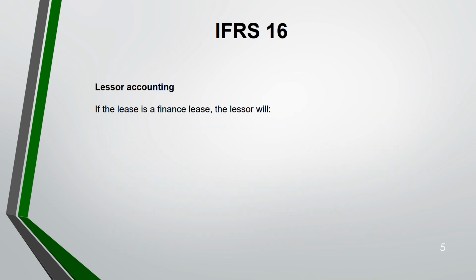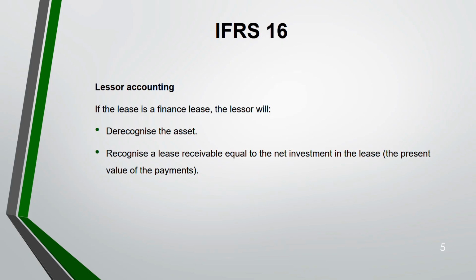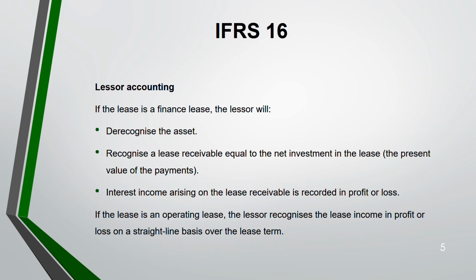Now, if the lease is a finance lease, the lessor will de-recognize the asset. Why? They have given the asset to the lessee. Lessee has taken the ownership of the asset. So why will the lessor recognize the asset any longer, right? They will de-recognize the asset. Rather, they will recognize a lease receivable, because they are going to get that amount from the lessee. So the lease receivable will be equal to the net investment in the lease, that is the present value of the payments. They will recognize an interest income also that will arise on the lease receivable, which will be recorded in profit and loss. If the lease is an operating lease, the lessor will continue to recognize the asset. Okay, so they will recognize the lease income in the profit and loss over the lease term.